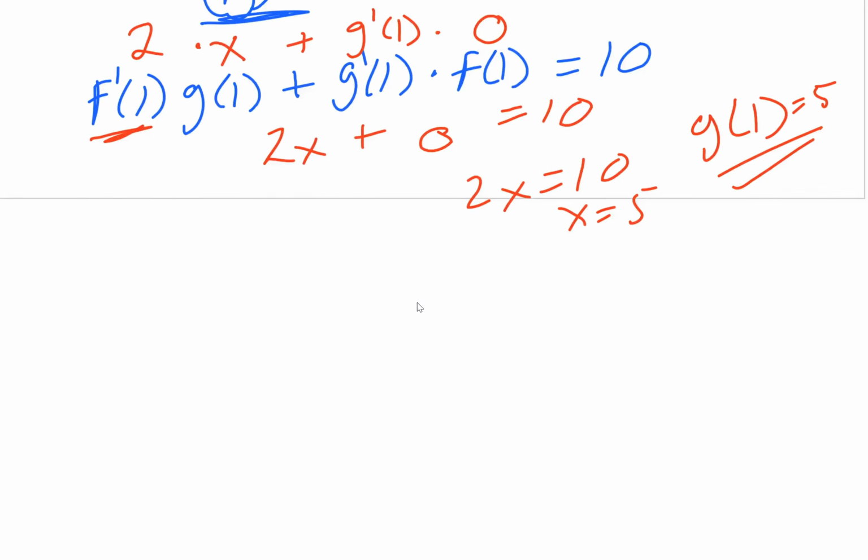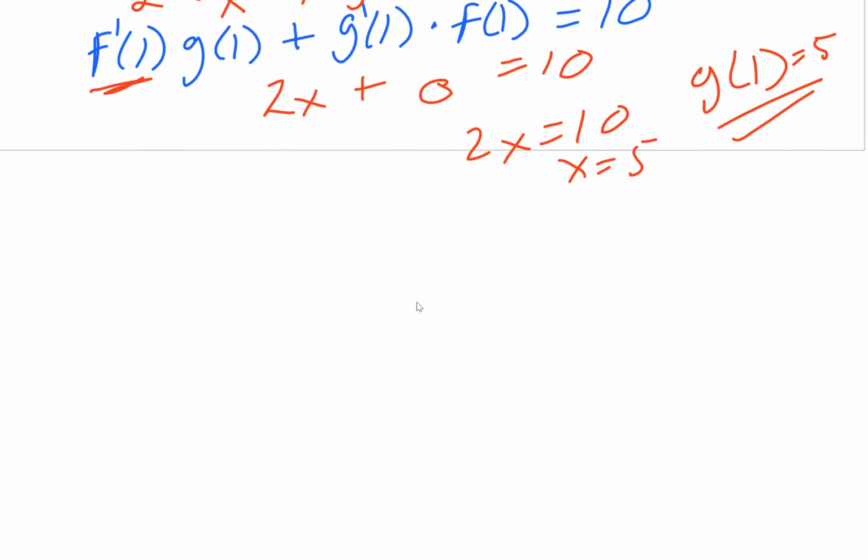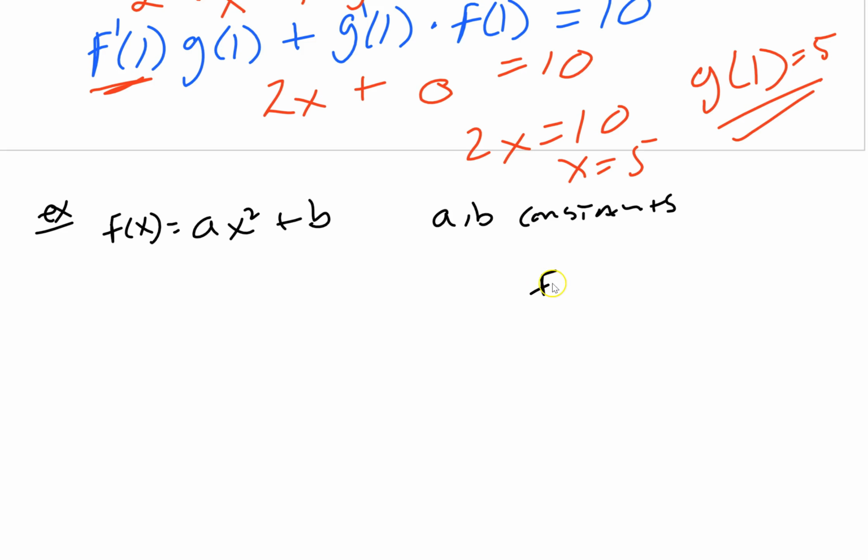Actually, before I go, let's do one more example. I'm not sure if we've done one of these, so I want to make sure I hit it before I go. So let's make one on the spot. Let's say f of x equals ax squared plus b, and let's say a and b are constants. Now, let's say f of 1 equals 4, and then f prime of 2 equals 8. I'm just making stuff up.